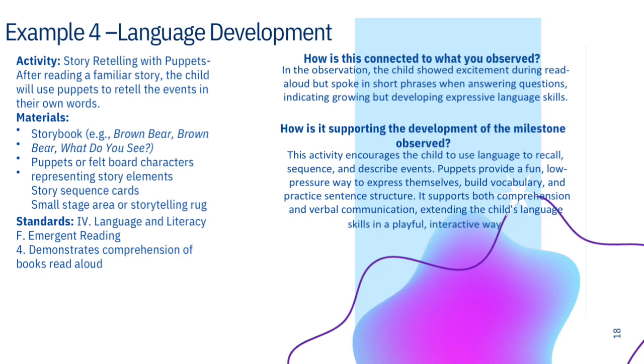After reading a familiar story, the child will use puppets to retell the events in their own words. This activity encourages the child to use language to recall, sequence, and describe events. Puppets provide a fun, low pressure way to express themselves, build vocabulary, and practice sentence structure. It supports both comprehension and verbal communication, extending the child's language skills in a playful, interactive way.